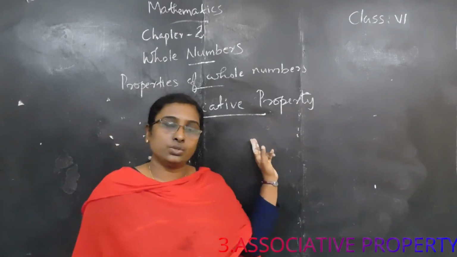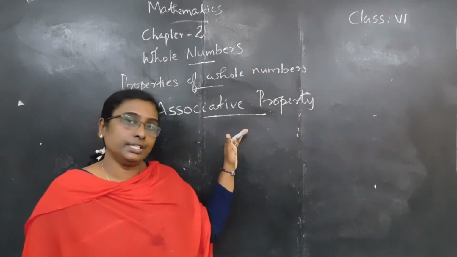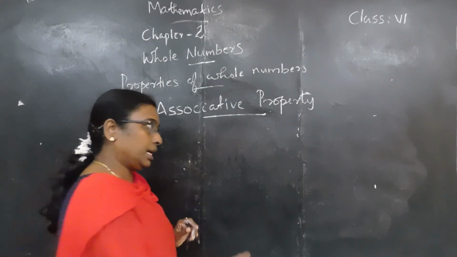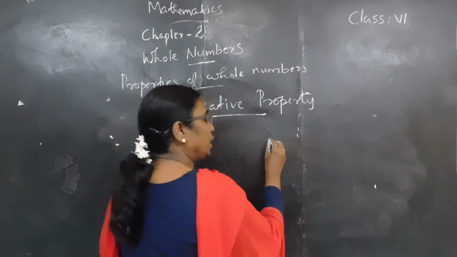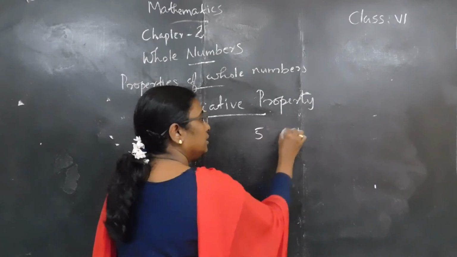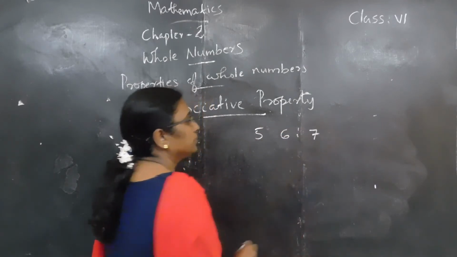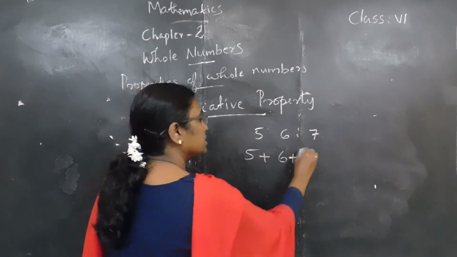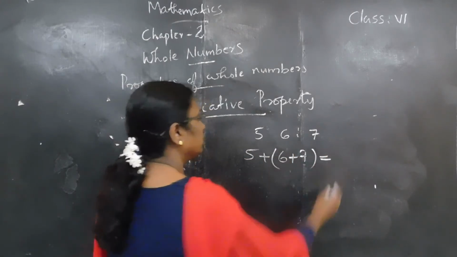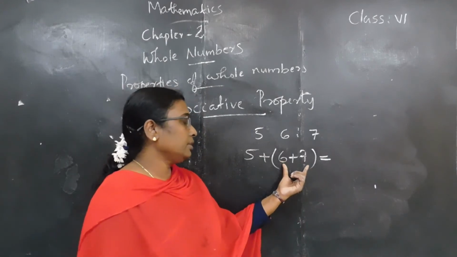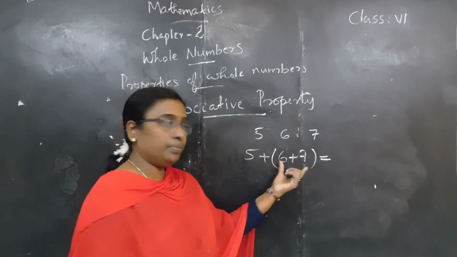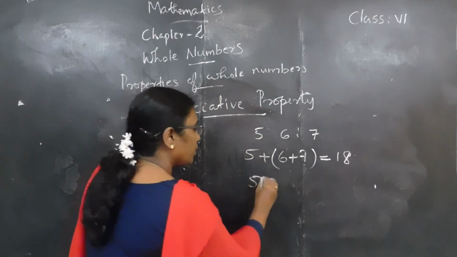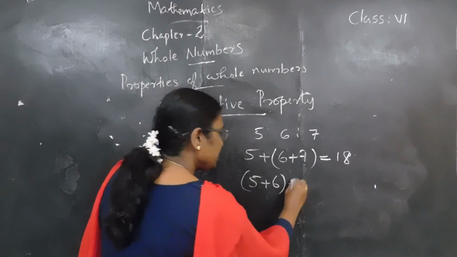Next property is associative property. For addition, three numbers can be grouped in any order. Consider three whole numbers, 5, 6, 7. We can add 5 plus 6 plus 7 in this order. What is the answer? 6 plus 7 equal to 13. 13 plus 5 equal to 18. Then 5 plus 6 plus 7.